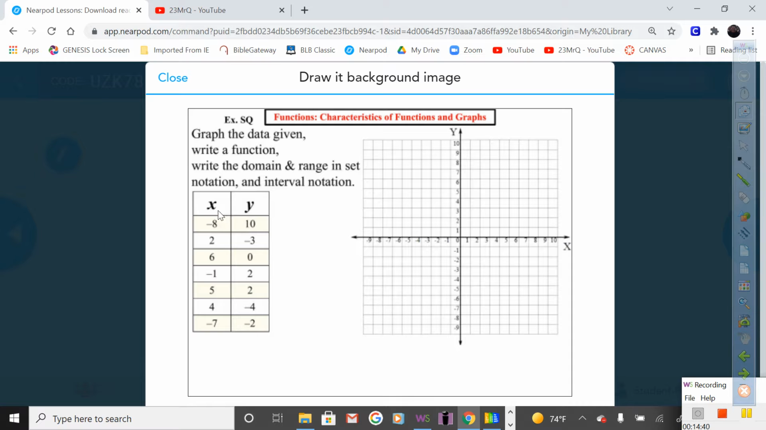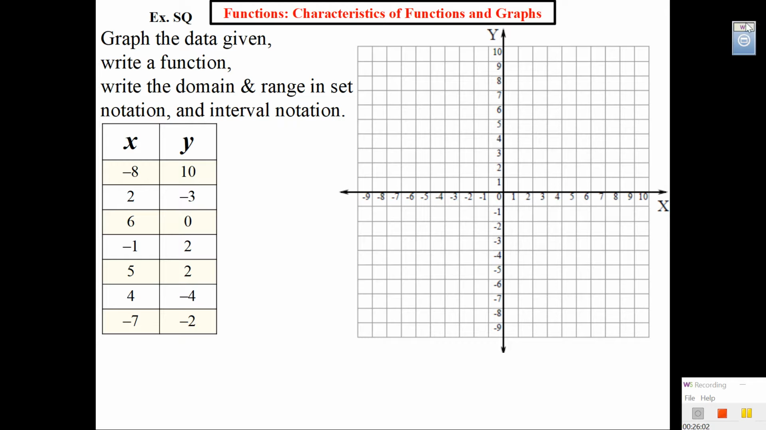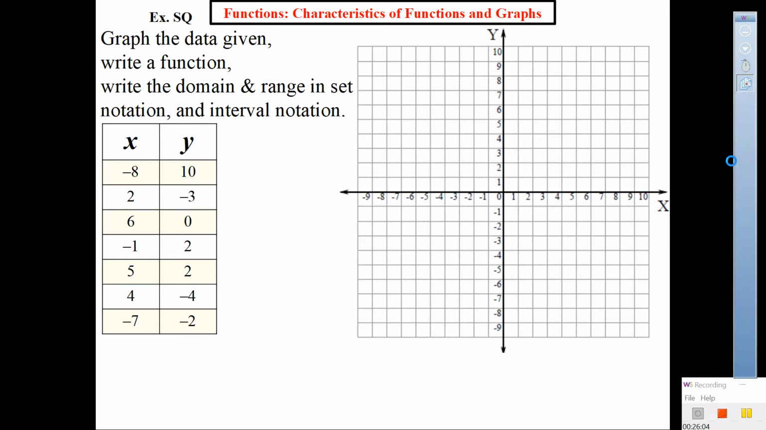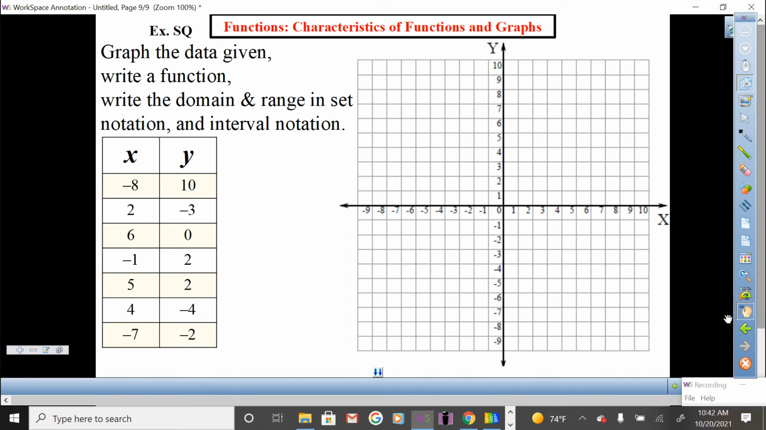And the table given, x is -8, 2, 6, -1, 5, 4, -7. And our range, or our y, is from 10, -3, 0, 2, 2, -4, -2. I'll give you some time. Ready, go. Alright, let's see where you're at. Continue working, but I'm going to start plotting the points as you are finishing up.